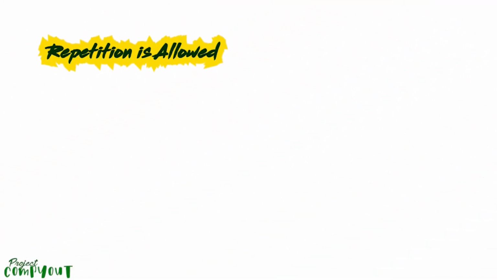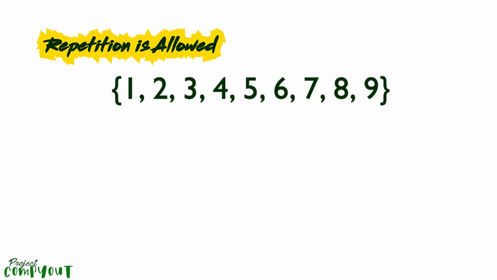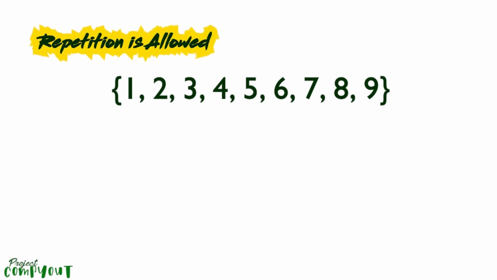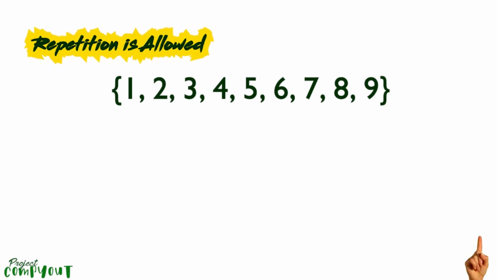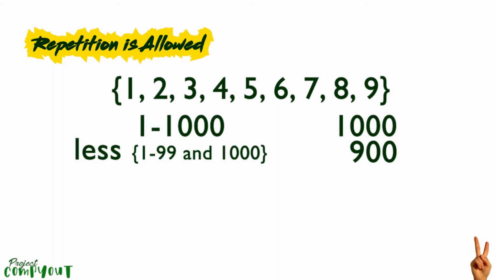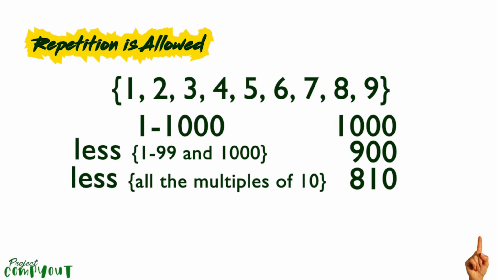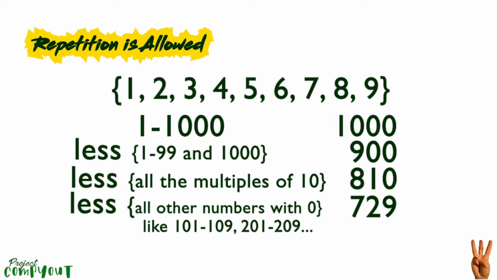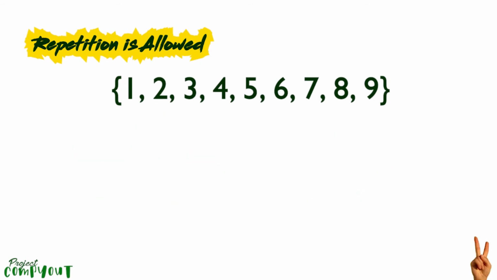The easiest to compute and solve is the permutation with repetition. Suppose we have the numbers 1, 2, 3, 4, 5, 6, 7, 8, 9. In how many ways can we have a 3-digit number? Well, if we think about it, there are 1000 numbers from 1 to 1000. We deduct the numbers 1 to 99 and 1000, and we are left with 900. We also deduct the multiples of 10, and we have 810 numbers left. Lastly, we deduct all 3-digit numbers with 0 in it, and we have 729 numbers.